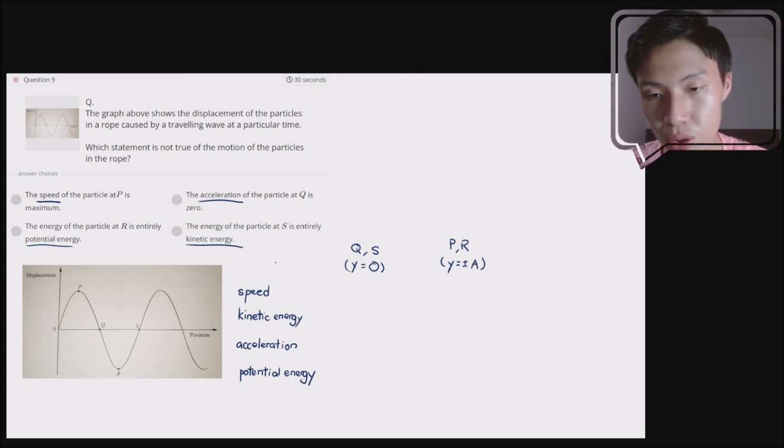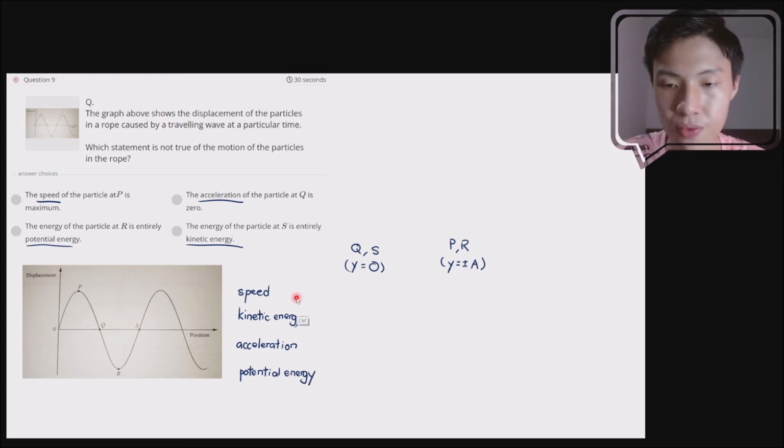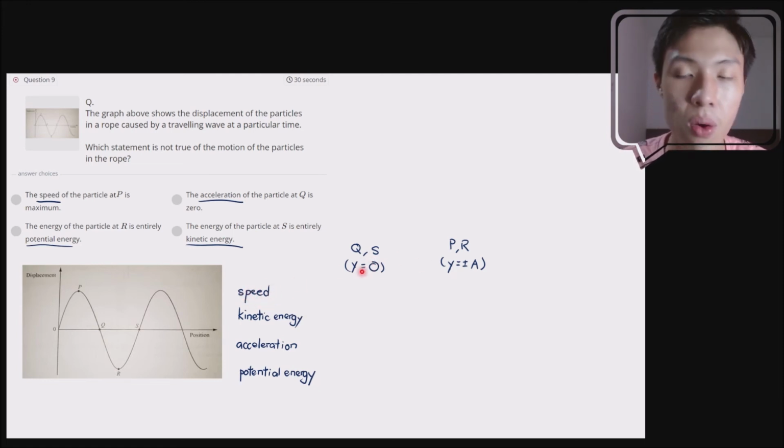Okay, so let's look at the first one. So the speed, what is the speed at the equilibrium position? Well, if you're not sure, never mind, but you know that the speed at the amplitude, the speed at the maximum displacement must be equal to 0.